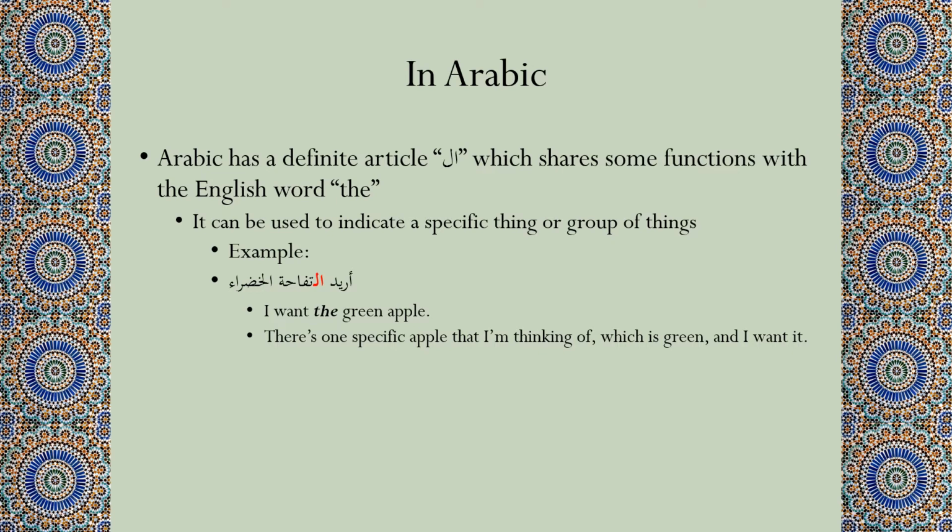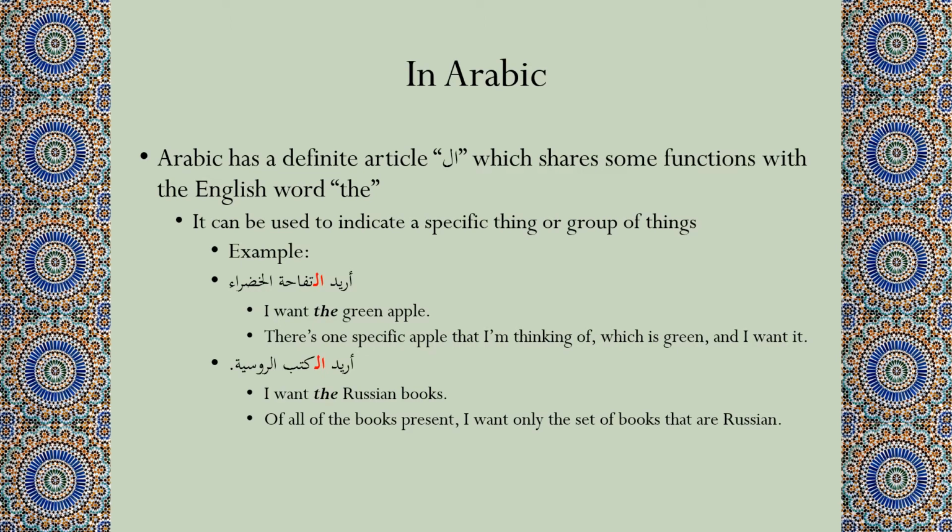So here, the use of the definite article, just like the use of the definite article in English, indicates that there's one specific individual apple that I'm thinking of, which in this case happens to be green. So here, just like in English, the definite article is used to pick out one specific individual thing. In this case, a green apple.